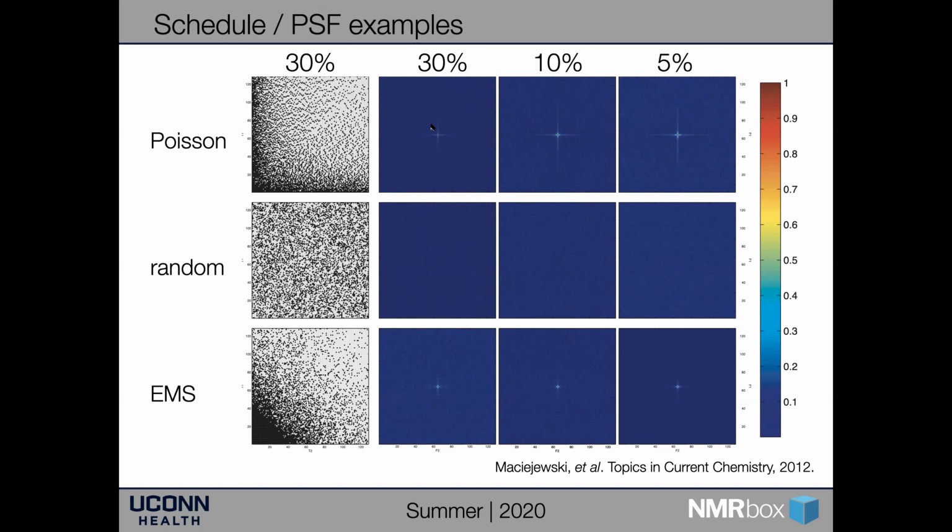And then we're showing point spread functions at even more reduced sample coverages of 10% and 5%. And you can start to see some ridge artifacts that show up around those zero frequency components in some of these sample schedules. Of course, the random sampling has one single small red pixel there in the center with pretty much no features around it, as we would expect.